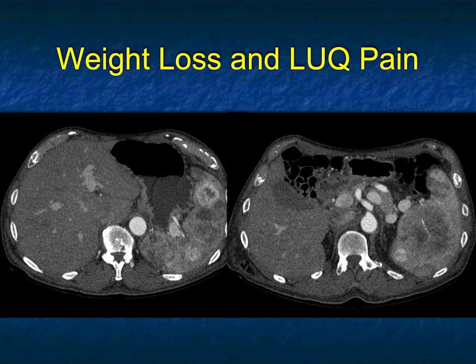Weight loss, left upper quadrant pain, a big spleen with multiple vascular lesions. There also is a vascular lesion in the tail of the pancreas. Well, if you only had the spleen, you could think about an angiosarcoma. They're typically very vascular. You can think about metastasis to the spleen. Things like renal cell can do that. Neuroendocrine tumors can do that. And you have a mass in the tail of the pancreas. Perhaps it's a neuroendocrine tumor tail of pancreas with splenic metastasis. That's a really good thought.